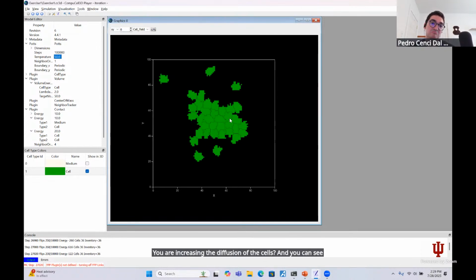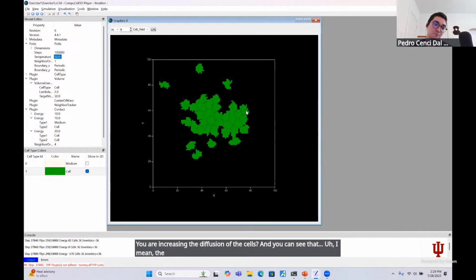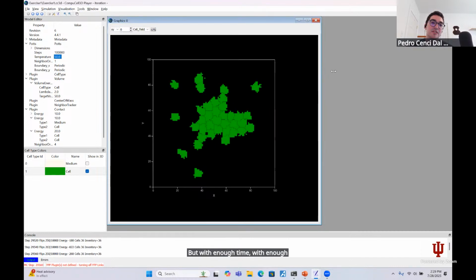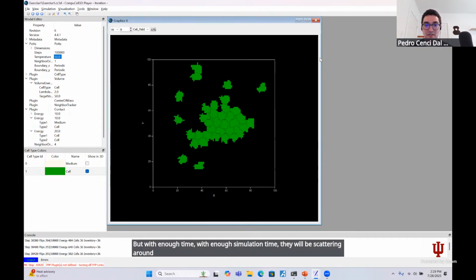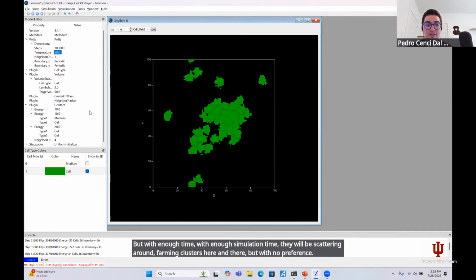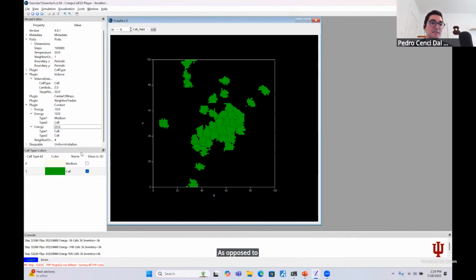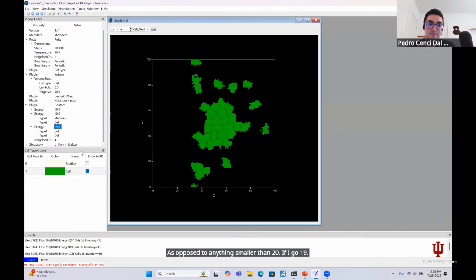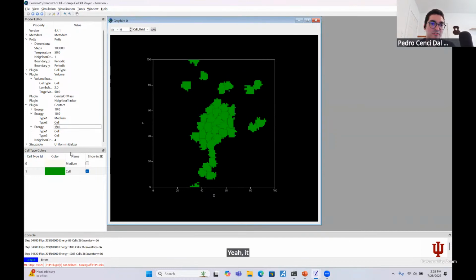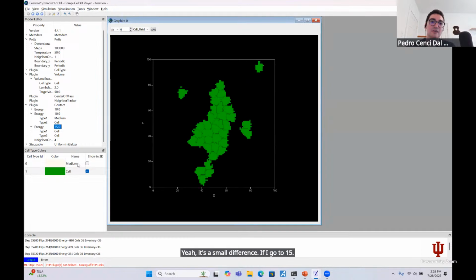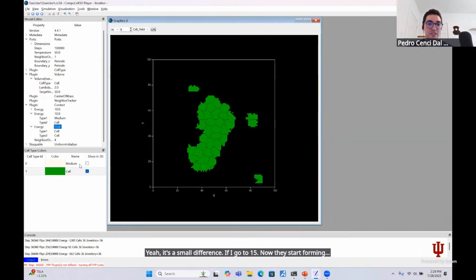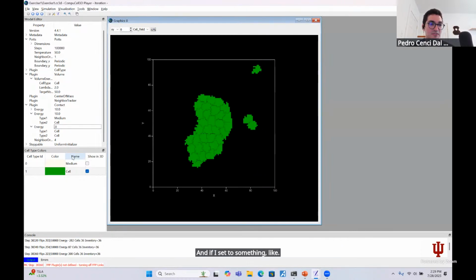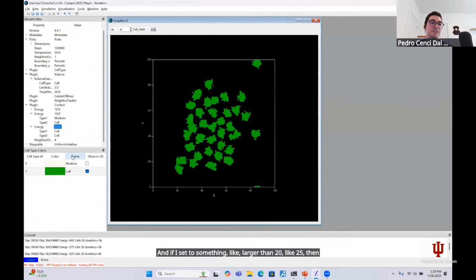And you can see that the cells are still together because they started together, but with enough simulation time, they will be scattering around, forming clusters here and there, but with no preference. As opposed to anything smaller than 20. If I go 19, yeah, it's a small difference. If I go to 15, now they start forming more cohesive clusters, right? And if I set to something larger than 20, like 25, then they will decisively separate.